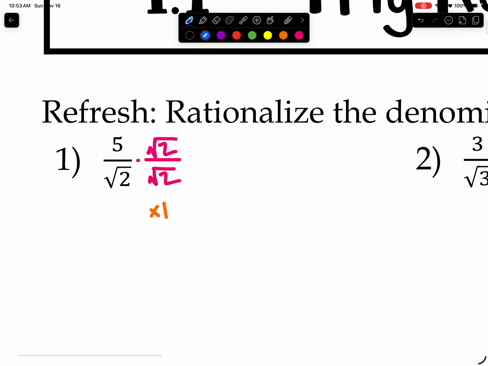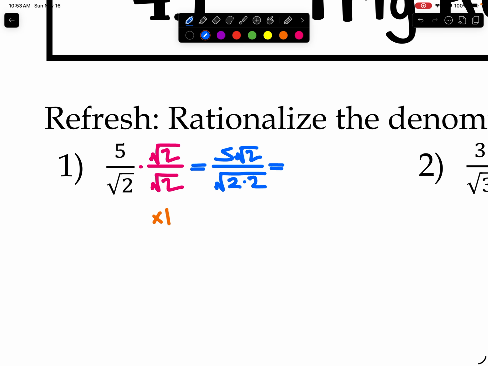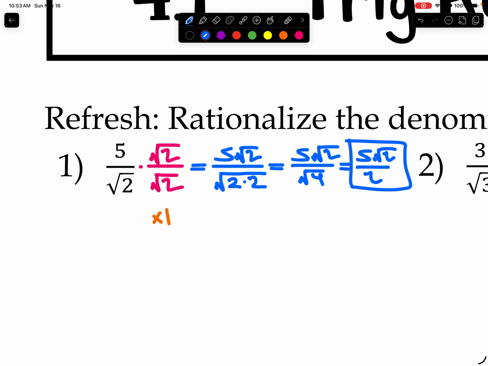So when I rationalize by multiplying by root 2 over root 2, with your fractions, you're going to multiply across, numerator to numerator, denominator to denominator. So in the numerator, we're going to be left with 5 root 2. And then in the denominator, we're going to have root 2 times root 2, which I'm going to combine into a single radical. So that's going to be 5 root 2 over the square root of 4. And we know the square root of 4 to just be 2. So this would be 5 root 2 over 2. So this would be your simplified form.